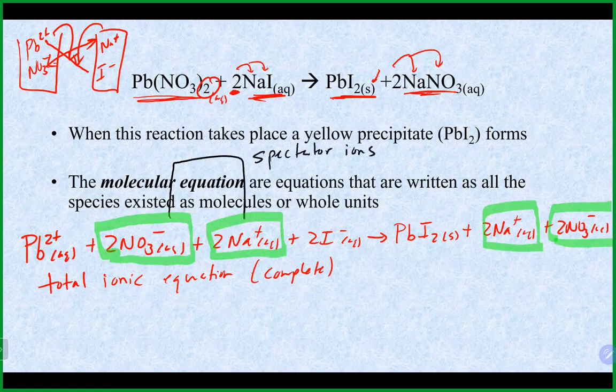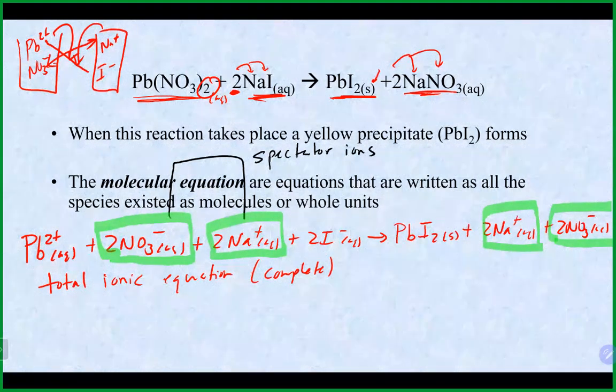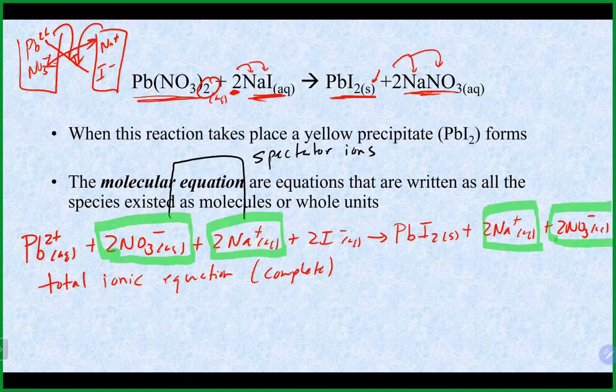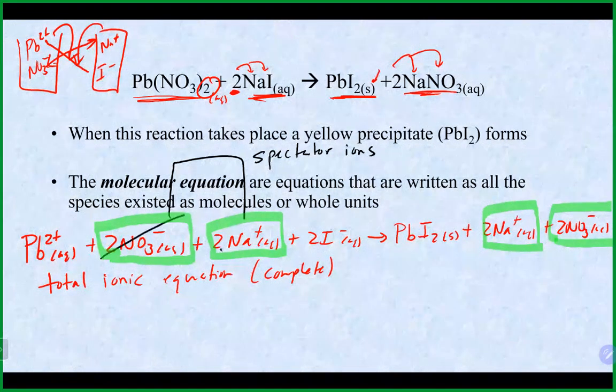And if you are a spectator, you're pretty much watching what's happening. You're really not participating. And that's the idea here, is basically watching. They're not really participating in the actual product that's being made in this case. So they're still there floating around, but they're really not making anything. They're just along for the ride. They're along to balance out the charge. So for spectator ions, we cross them out on both sides.